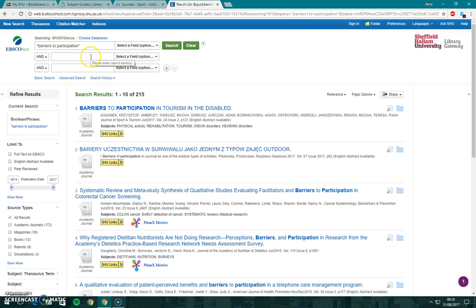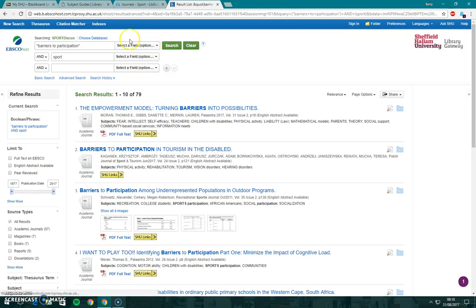The second part of our question is actually sport itself. So now we're looking for research that has barriers to participation as a phrase and sport. So we would expect again the number to come down a little more.